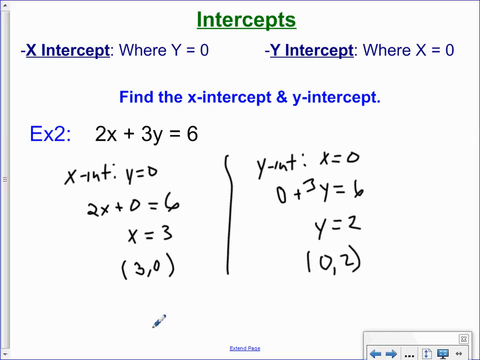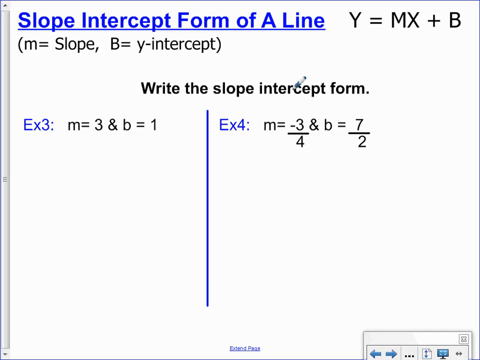Finish my sentence: y equals mx plus b, where m is your slope and b is your y-intercept. This is the slope-intercept form of a line because it tells you the slope and the intercept just by looking at it. So if you want to write an equation in slope-intercept form, you know slope is 3 and b is 1, so it's going to be y equals 3x plus 1.